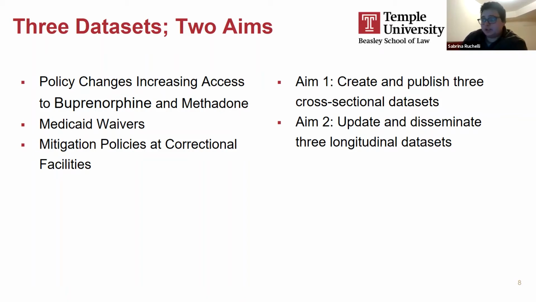But I just want to briefly touch on the 2 aims of this project, or I guess you could consider them as steps. So for aim 1, we'll be starting off by creating these 3 data sets cross-sectionally, that is capturing 1 point in time. And then for aim 2, we'll be moving to update them as time goes on in order to capture longitudinal data between 2020 and 2022 to see how things continue to change and develop over time as the COVID pandemic continues.